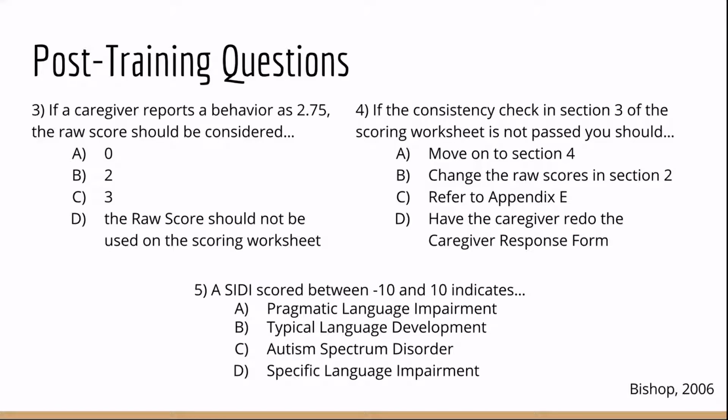Question number 5. A SIDI scored between -10 and 10 indicates A. Pragmatic language development, B. Typical language development, C. Autism spectrum disorder, or D. Specific language impairment.